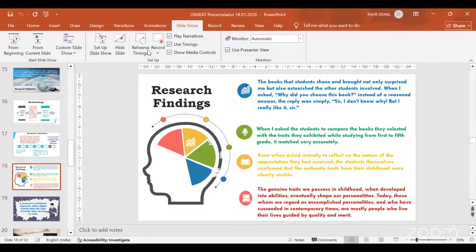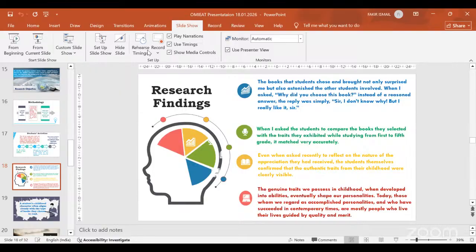I was surprised. When I asked the students to compare the books they selected with the traits they exhibited while studying from the first standard to fifth standard, it matched very accurately. So whatever traits and skills they possessed during first standard to fifth standard, the same is reflected in the selection of books. I also asked them recently to reflect on the nature of appreciation they had received during school hours.